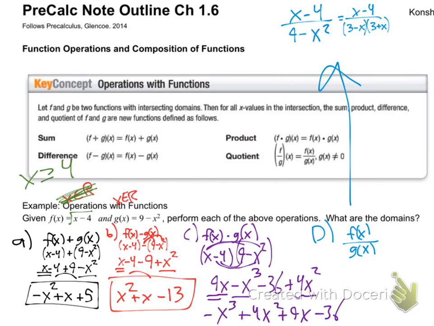So when you add, subtract, multiply, and divide, you have to watch out for any extra restrictions that pop in. When you add, subtract, and multiply, you always take the most restrictive. The x greater than or equal to 4 is the most restrictive of our new group, so it will default to that one, because you're using both of them at the same time to talk about the same x. Questions?